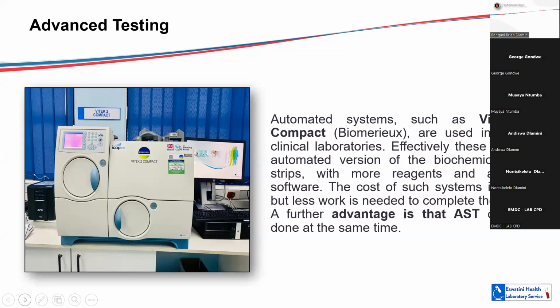Again, when you are using this testing platform, you're supposed to have fresh colonies so that you get accurate and reliable results. Your colonies also need to be pure. You're not supposed to use mixed growth. So if you have a mixed growth, you have to make sure that you subculture and isolate pure colonies, then you can identify.